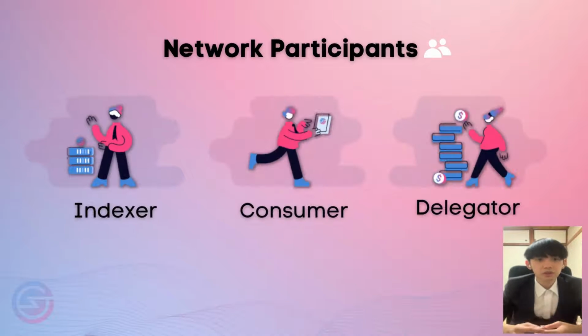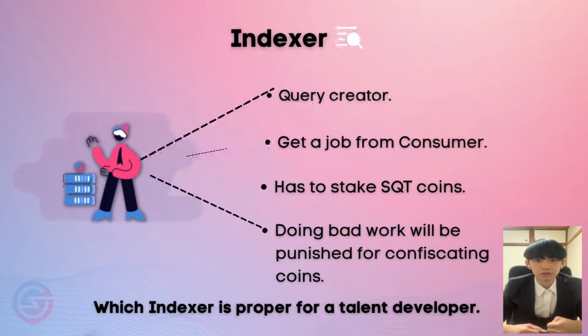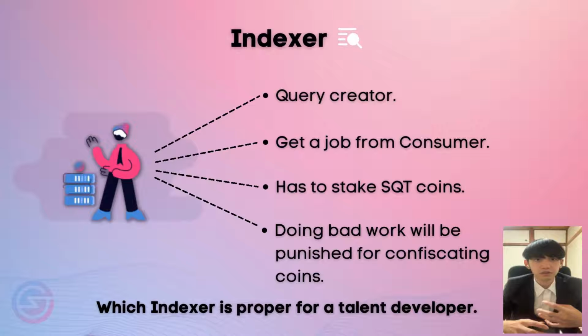And Subquery has 3 important roles that we can get into: indexer, consumer, and delegator. Let's take a look. The first one is the indexer. We're going to start with it because the indexer is the most important, as it creates the query so people can use the service. The indexer takes the job from the consumer, and the indexer has to stake a coin called the SQT coin. If the indexer does the job poorly or does something bad, they will be punished by having the coin taken back. So the indexer is suitable for talented developers.